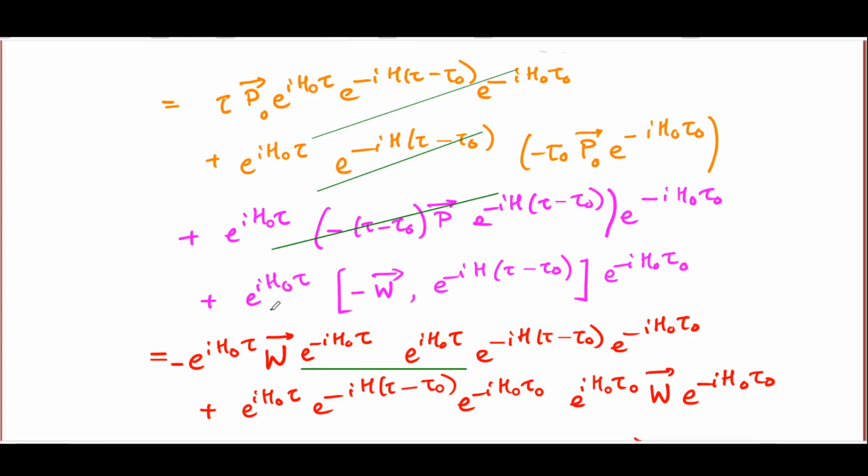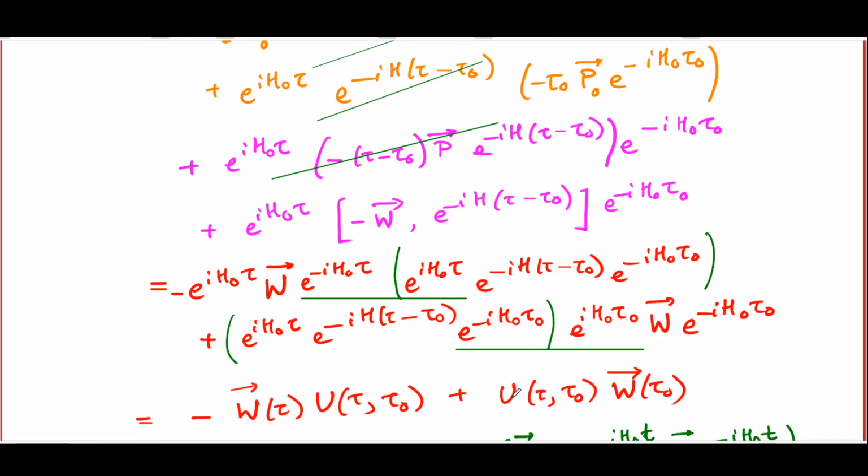Very similarly, if you look at the next term in the commutator, which will be e to the iH0 tau e to the minus iH (tau minus tau 0), then you should have W e to the minus iH0 tau 0. I've just supplied the identity once again in between the two. The reason why I've done this is rather straightforward. This piece is, of course, nothing but U(tau, tau 0), and the same goes for this.